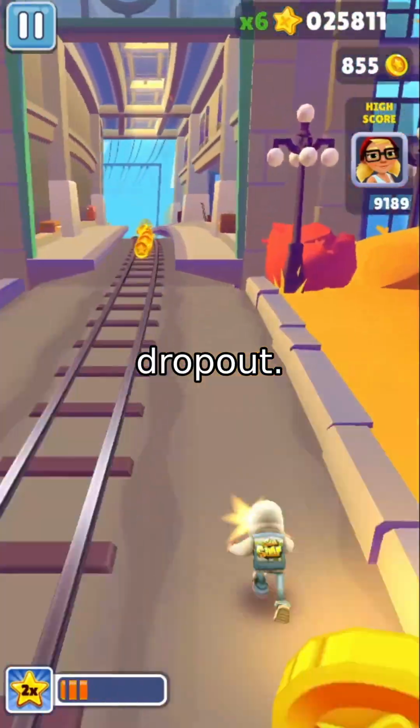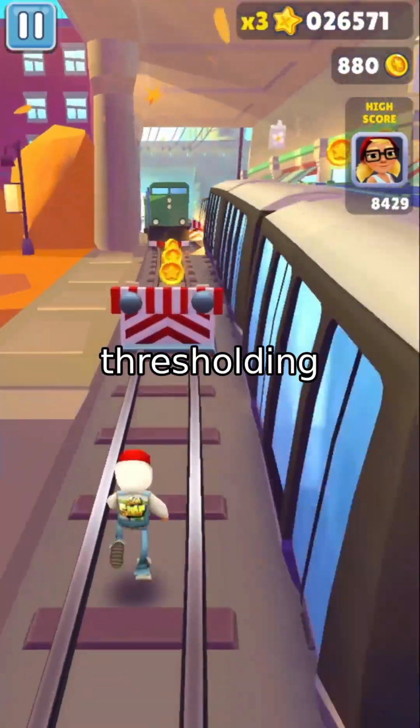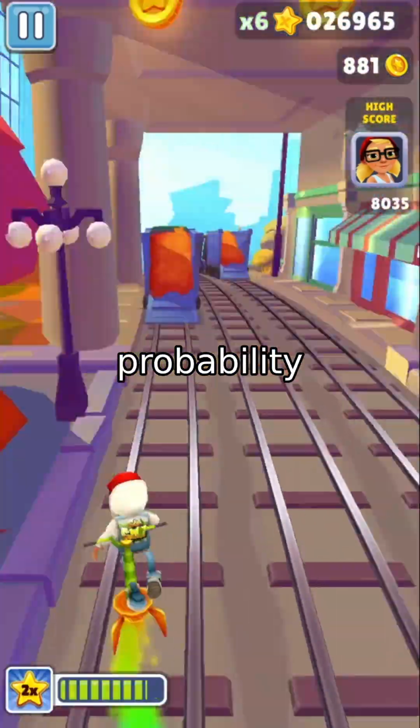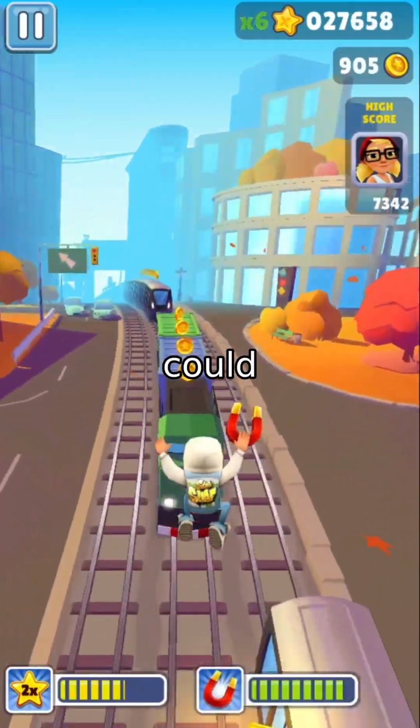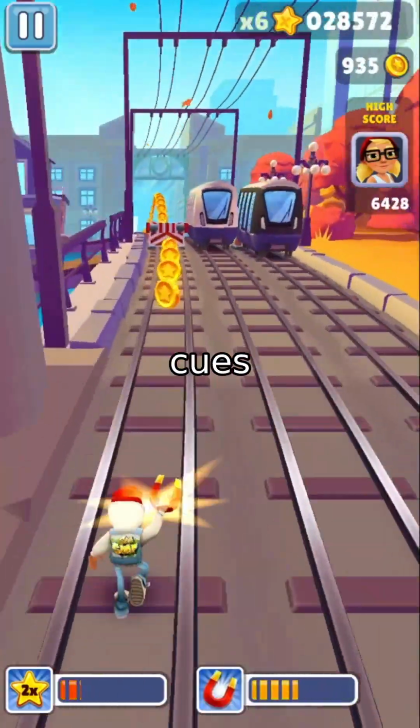Second, large area point dropout. It simulates extreme partial observability by randomly selecting an axis, thresholding points along that axis with a smooth probability gradient, and filtering out cameras that could see the missing region. This forces the model to infer deep structural priors from very sparse cues.